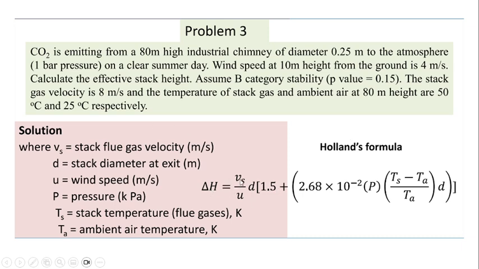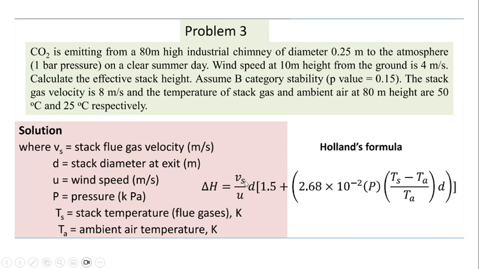So delta h is equal to Vs by U into d into 1.5 plus 2.68 into 10 power minus 2 into pressure into Ts minus Ta, where Ts is the stack gas temperature and Ta is the ambient temperature, divided by Ts into d. D is the diameter, which is 0.25 already given. P is the pressure. It is given as 1 bar. We can convert it into kPa. So 1 bar is equal to 100 kilopascal. And then again here the diameter is 0.25.